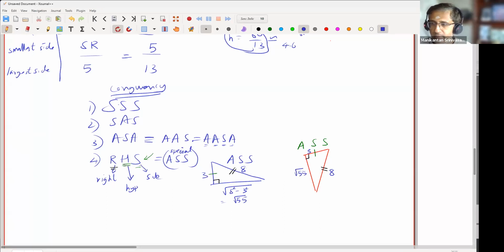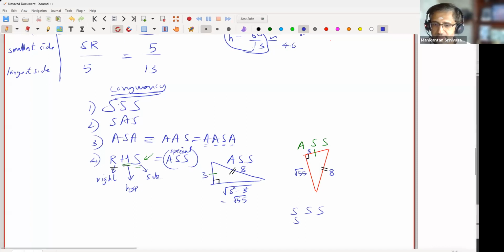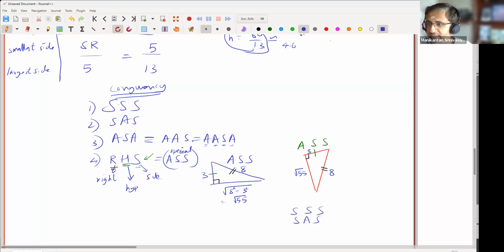Now the two triangles become congruent by SSS property, or back to what Ashi was telling, SAS also, because I have 3 sides, I have 1 angle also. Now I'm very wealthy. I can use whatever I want. Everything is at my disposal, right? So effectively, these two triangles become congruent.